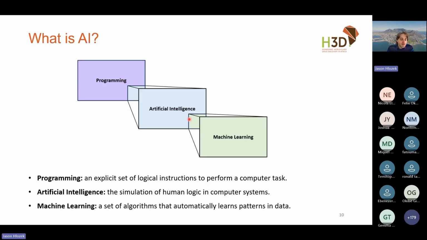Within this set of programming, we find artificial intelligence, which is actually a very broad term, and it's defined as anything that simulates human logic. That could be a robot that's picking up something, for example. But what we're more interested in discussing today is this branch called machine learning, which is a set of algorithms that learn patterns in your data and can then hopefully provide useful predictions going forward for unseen data.